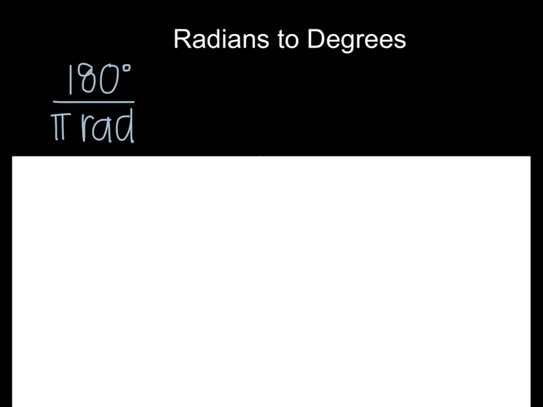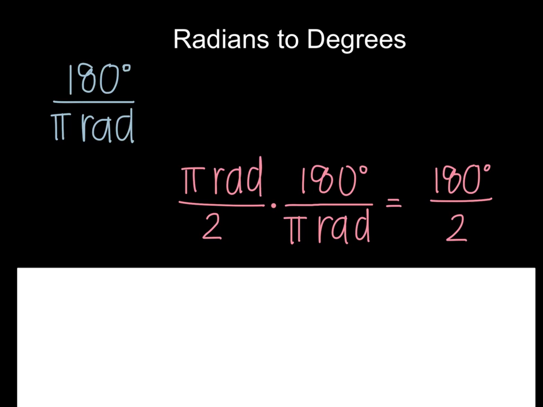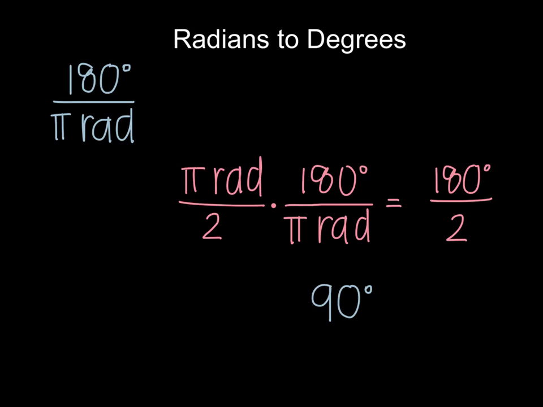To convert radians to degrees, we need to use the equation of 180 degrees divided by pi rads. If we take our pi over 2 rads and multiply it by 180 degrees divided by pi rads, the pi rads will cancel out, leaving us with 180 degrees divided by 2, giving us 90 degrees.